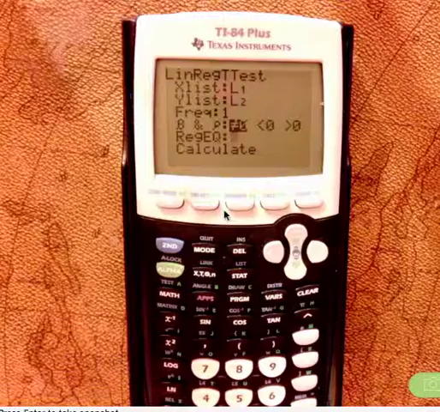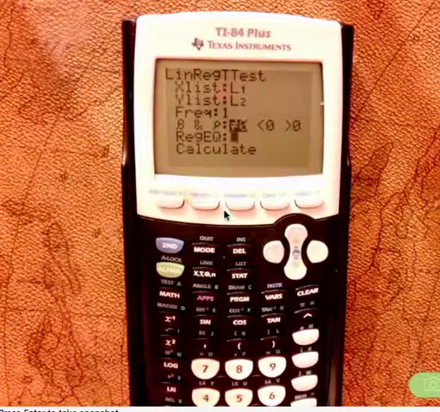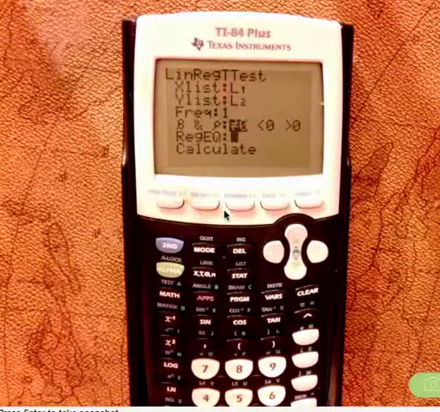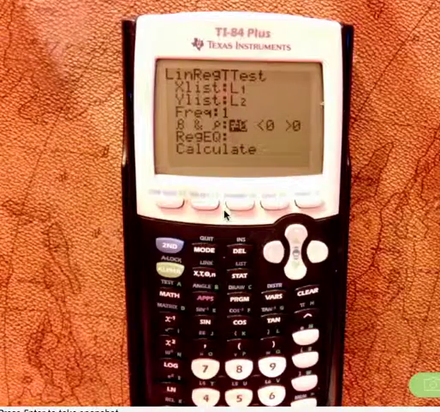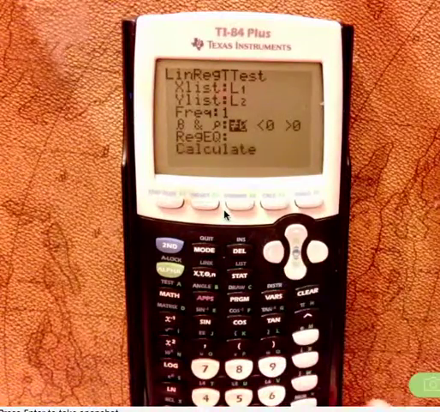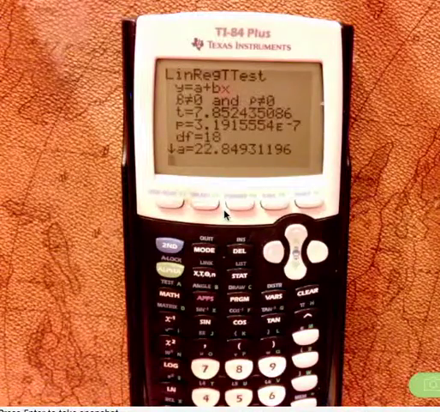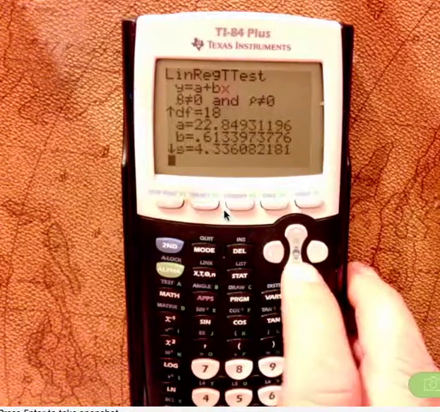Now here you do have an option of entering in a different linear regression line or equation instead of the one that you've already calculated. But I'm not wanting to do that, so I'm just going straight to calculate. Here it does give you the linear regression if you pan down a little bit.